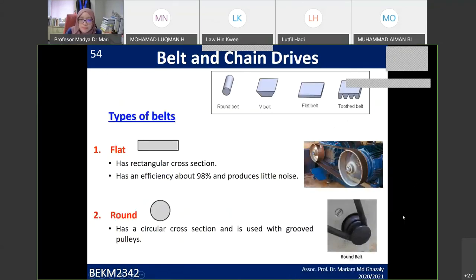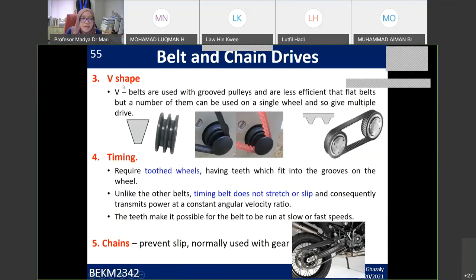So if you have this flat type belt, you will have slip most of the time. But if you have the V type, it will reduce the slipping. However, because of the groove, it will be less efficient because of the friction. And next, the timing belt is like this. Normally you can see the timing belt in the car engine. They use the timing belt to connect the engine shaft to the wheelbase and wheel, so that it rotates.